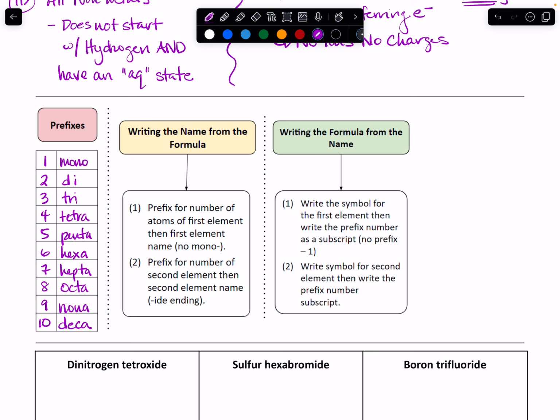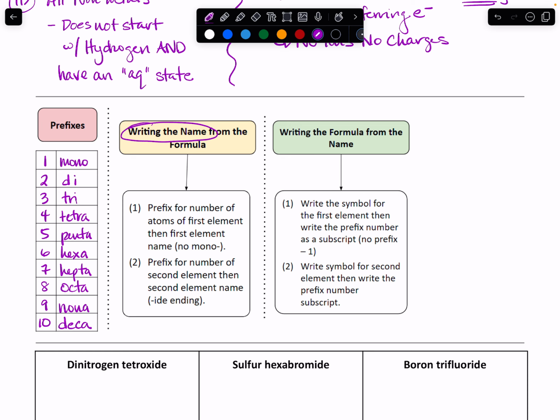We're going to use them if given the name, or we're going to use them to write the name. So let's start with writing the name from the formula. If we're given the formula, we're going to use the subscript next to an element to determine what the prefix should be for the name of that element. And then for our second element, we're going to use its subscript, and then we're going to take the root of that element's name and switch the ending to IDE.